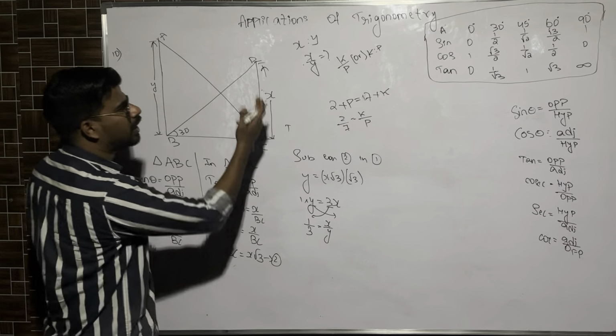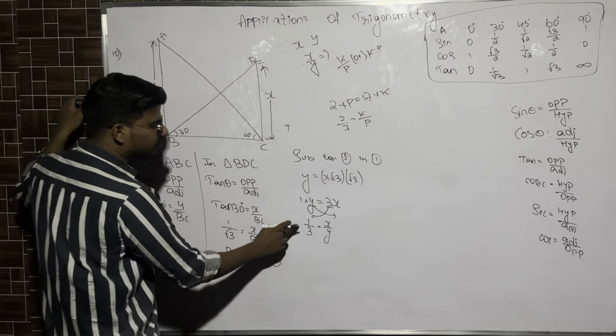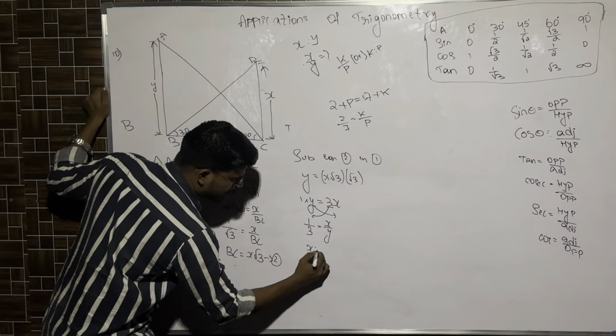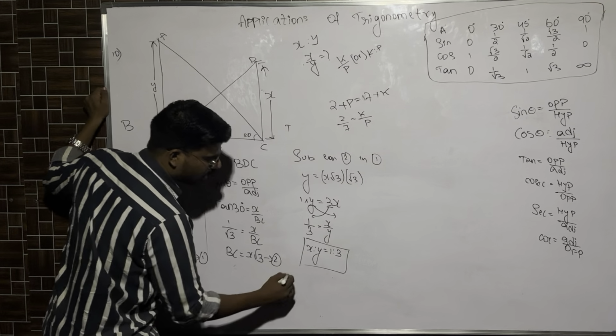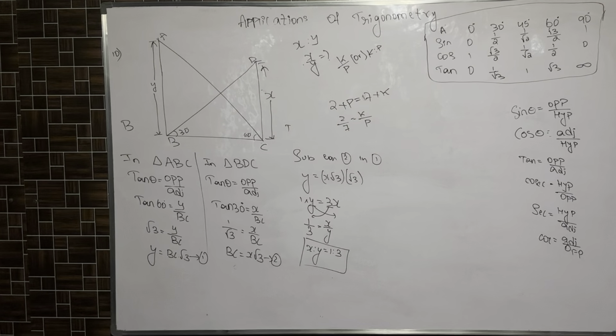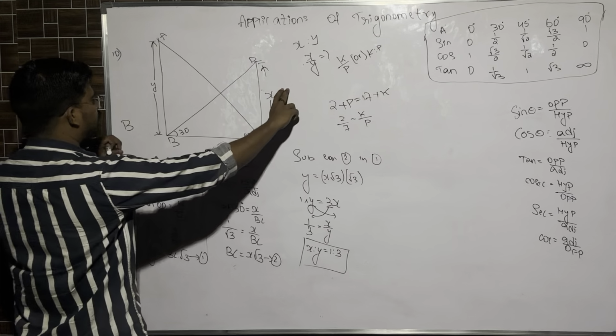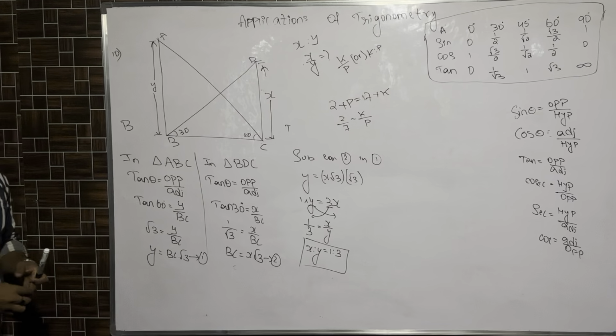Therefore, x is to y is equal to 1 is to 3. Ratio of heights is 1 is to 3. Ratio of height of the tower to height of the building. Height of the tower is x, which is 1. Height of the building, which is y, is 3. Building is 3 times bigger than height of the tower.